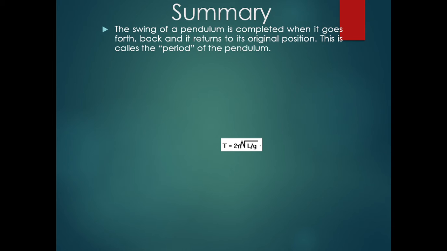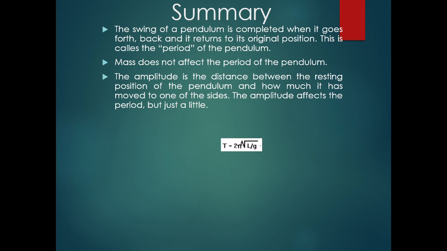So notice the pendulum has to go forth, back, and come back to its original position. Mass does not affect the period of the pendulum, and this is something very interesting, because some students might think that if the bob has a higher mass, then the period of the pendulum will be higher or lower, which in reality is not the case. So mass does not affect it. Have that clear at first.